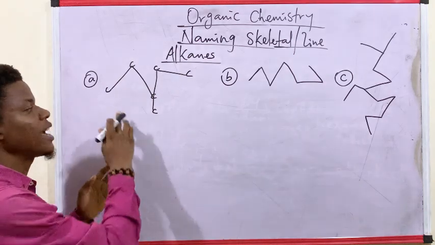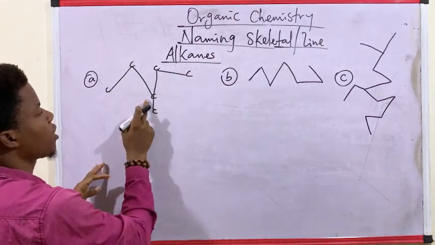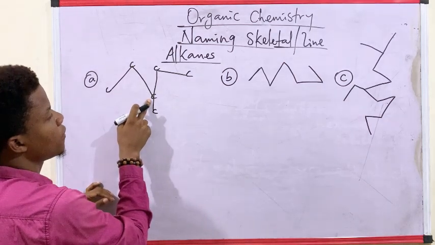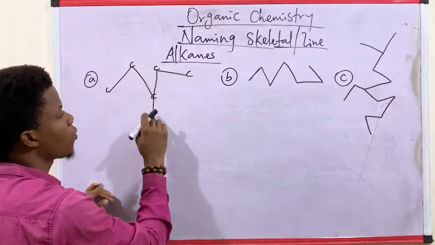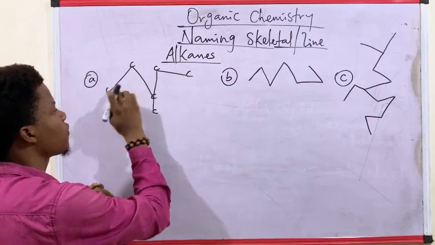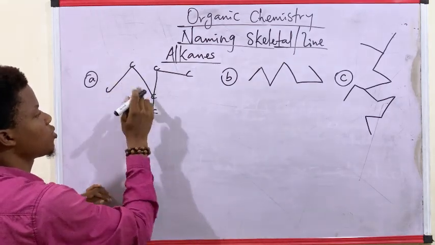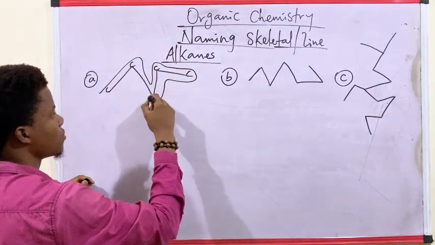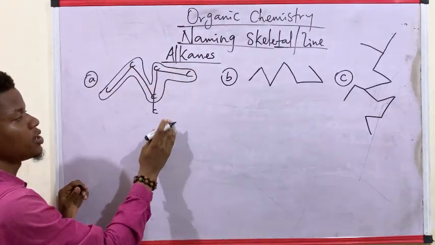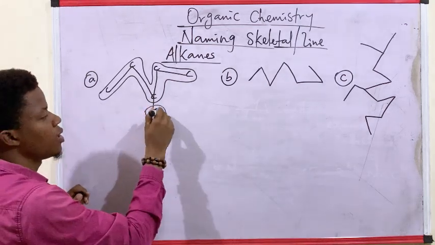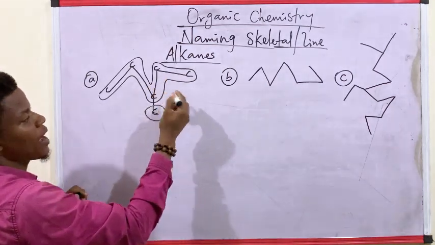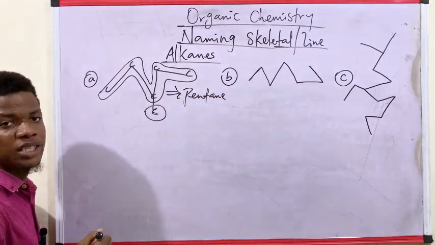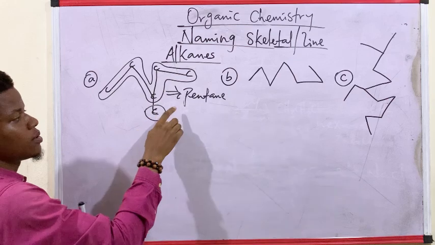All right, so which side is the longest? If I count 1, 2, 3, 4, it's not the longest. 1, 2, 3, 4, 5. Okay. 1, 2, 3, 4. So the longest is 1, 2, 3, 4, 5. So this becomes the parent chain, while this other part is a substituent. So the parent chain is 5 carbons, so that is pentane. That's the parent chain.